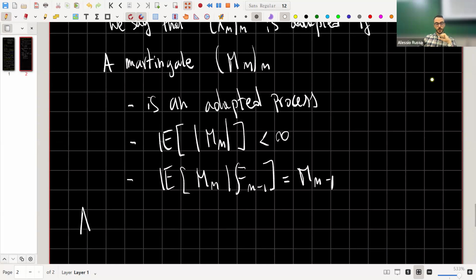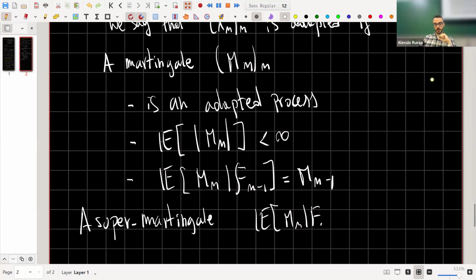And we also define a supermartingale when the last property becomes an upper bound here. So on average, the expected value is decreasing.